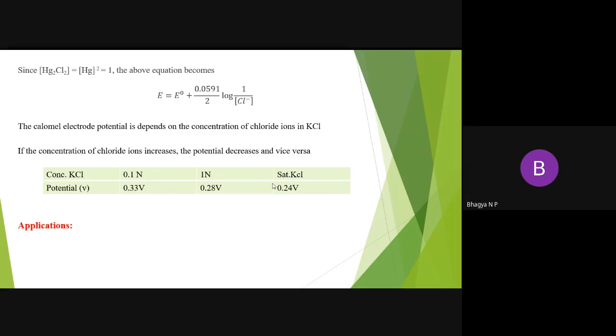The next is, what is the application of the calomel electrode? As I said, the application of the calomel electrode as a reference electrode is to determine the potential of other electrodes. Along with that, it is also used as a reference electrode in almost all potentiometric determinations. So this is about the applications of the calomel electrode.